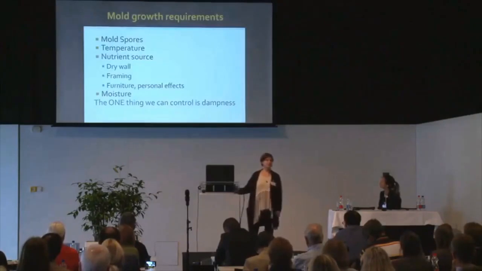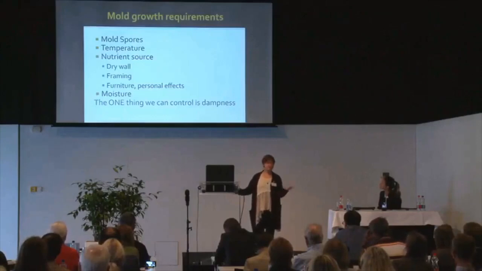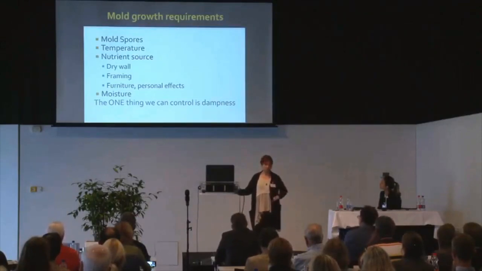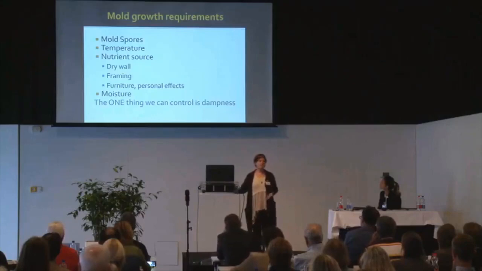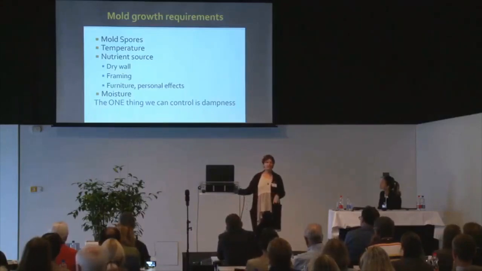So in order to grow mold, what do you need? You need spores, it's the seeds. You need the right temperature, and where we live is the right temperature. You need the right nutrient source, and what we build with and live with is the right nutrient source, and you need moisture. So the one thing that you can change and you can control is the dampness of a space.